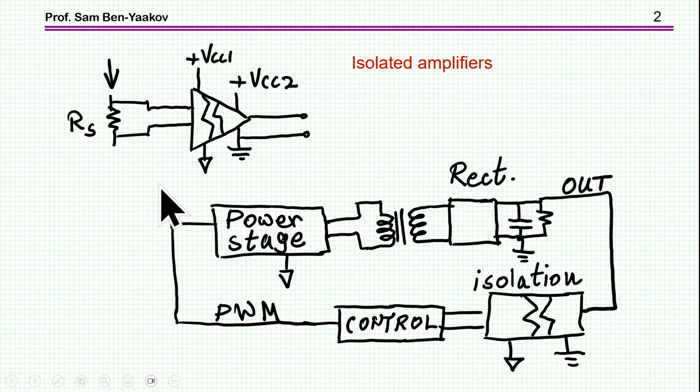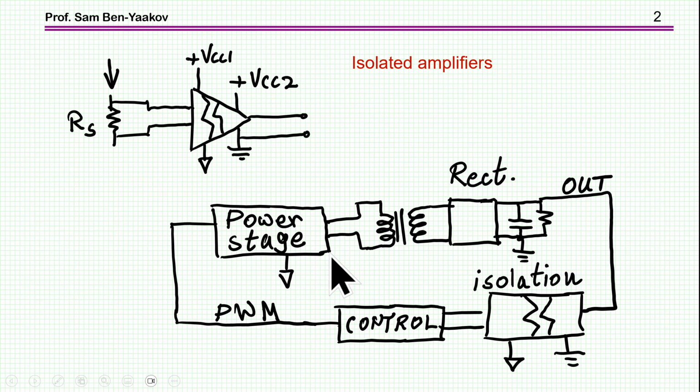For example, if we'd like to measure the voltage drop on a sense resistor for measuring current, then we need an isolated amplifier, because usually this side will be floating on some potential, some voltage, while we'd like to have the output referred to ground.